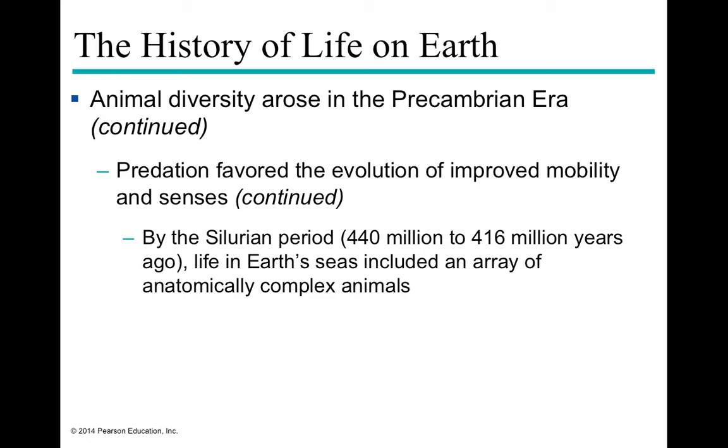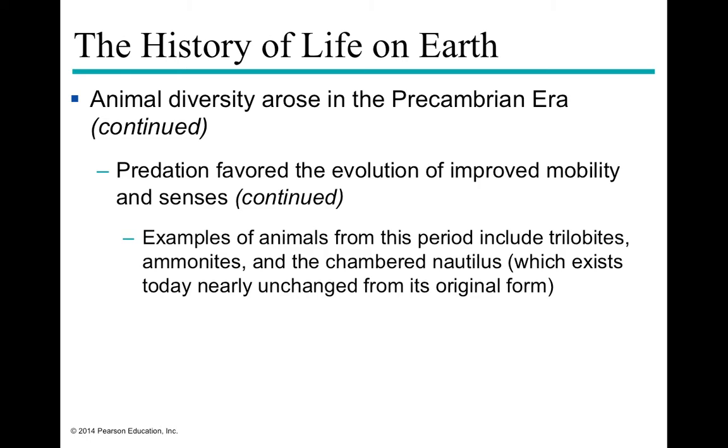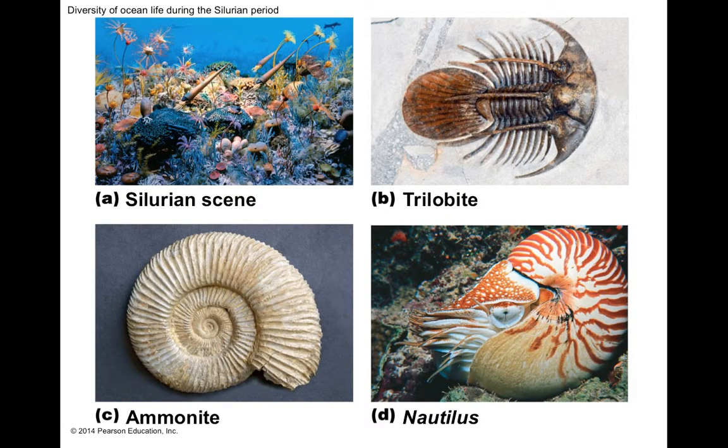Eventually, by the Silurian period, life in the seas included an array of complex animals, anatomically complex animals. And we had a ton of things, including trilobites, ammonites, and the nautilus. All of these still exist today, almost nearly unchanged. Well, not the trilobites, but the nautilus, almost entirely unchanged from its original form.